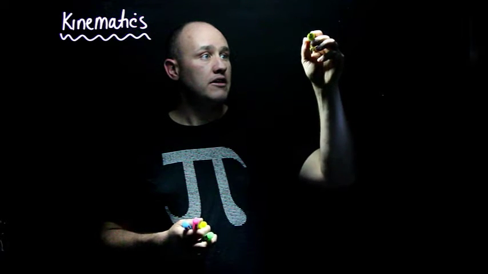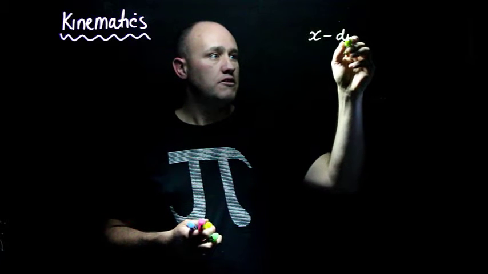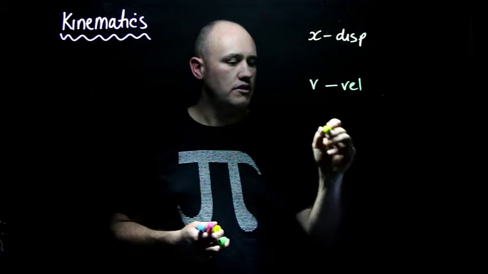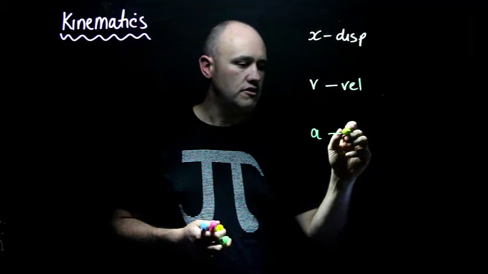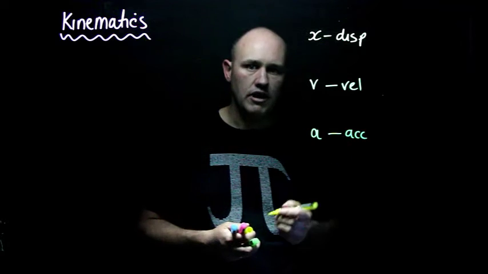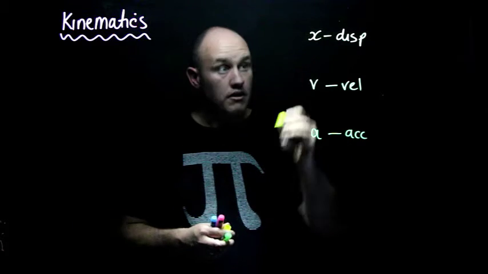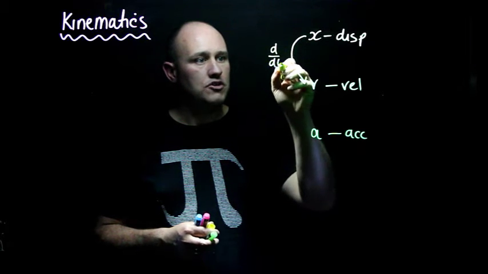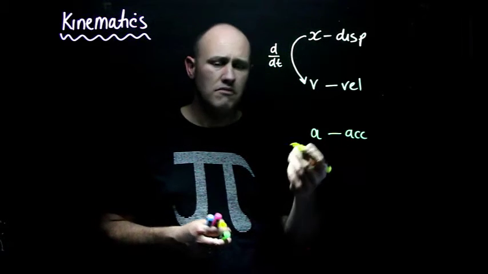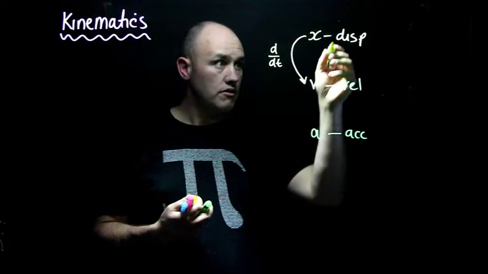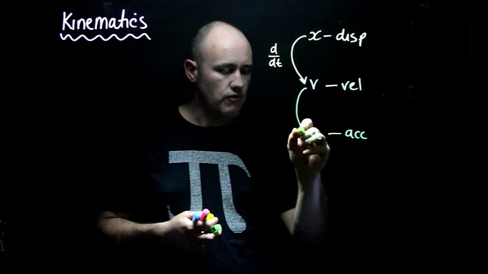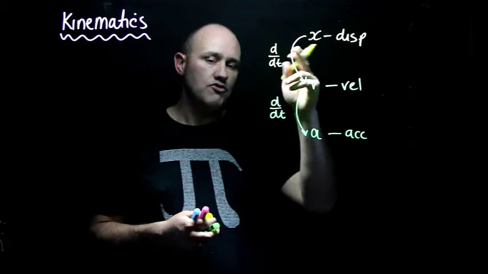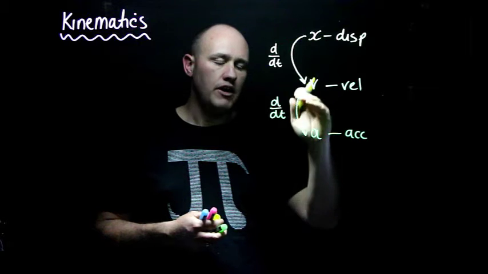So let's say we had x, which is our displacement, v, which is our velocity, and a, which is our acceleration. So these are our three levels. Now we know already that to get from x to v, we just have to derive with respect to time. These are functions based on time because they're rates of change over time. And to get from velocity to acceleration, this is also a rate of change with respect to time. So we derive to get from x to v and then from v to a.